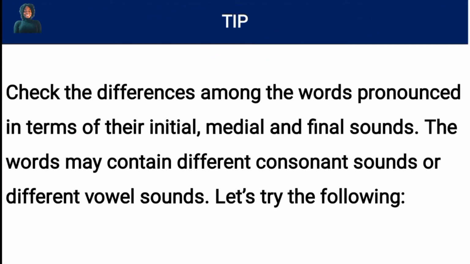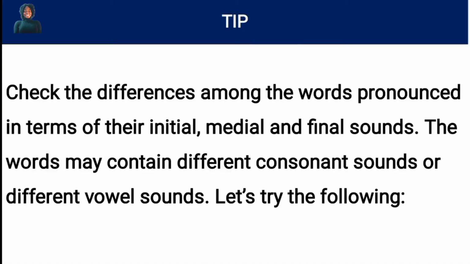Tip: check the differences among the words pronounced in terms of their initial, medial, and final sounds. The words may contain different consonant sounds or different vowel sounds. It is therefore important for students to know how each consonant or vowel sound differs from the other when it comes to Test 1, 2, and 3.